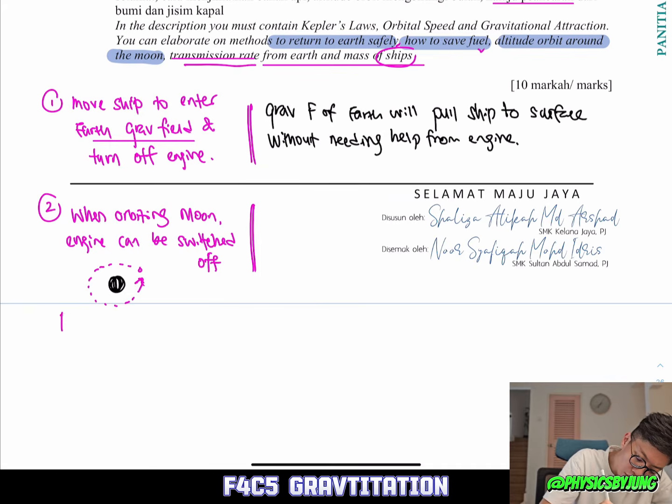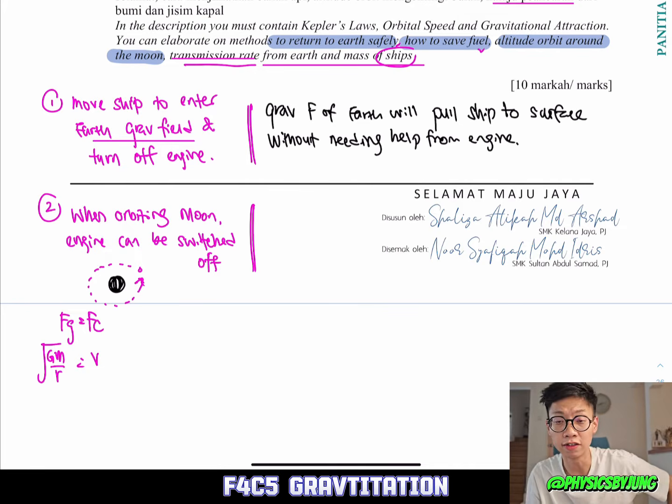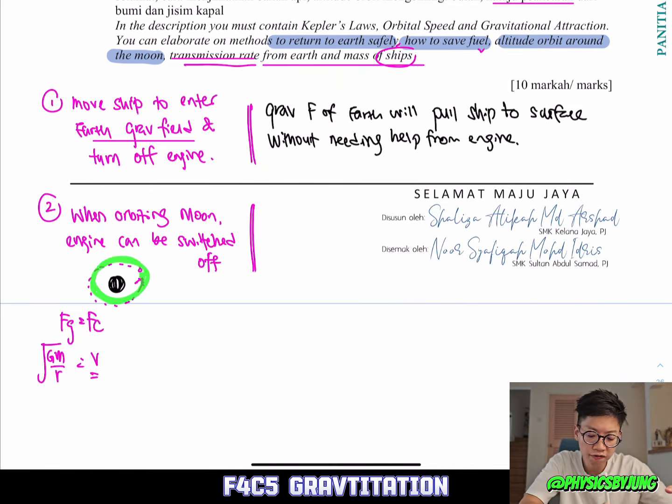Once your Fg equals Fc, meaning once your linear velocity, your orbital velocity v equals root of GM over r, once you reach this velocity already, let's say the velocity is 500. So you move until 500 already, right? You can switch off the engine. Then this satellite will keep going 500, 500, 500.